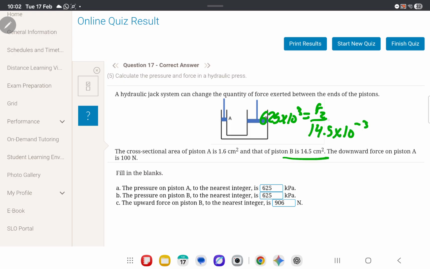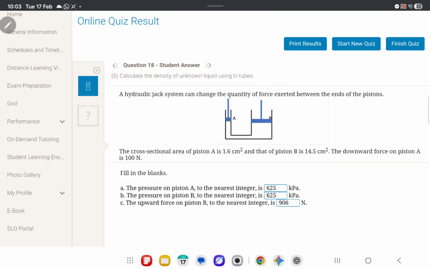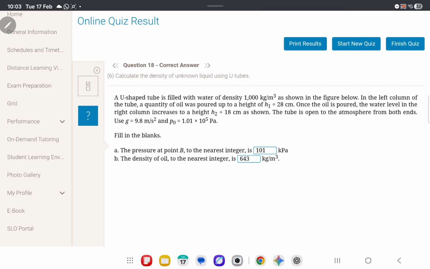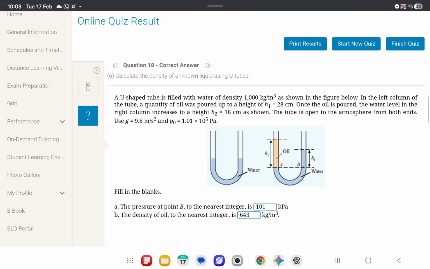Okay, now take this up. What are you going to get? 625 times 10 to the power of 3 times 14.5 times 10 to the power of minus 4. That gives 906.3 newtons, but they want the nearest integer, so you take 906. Done. Remember, centimeter squared to meter squared is how much? Times 10 to the power of minus 4. Centimeter cubed to meter cubed is how much? Times 10 to the power of minus 6.